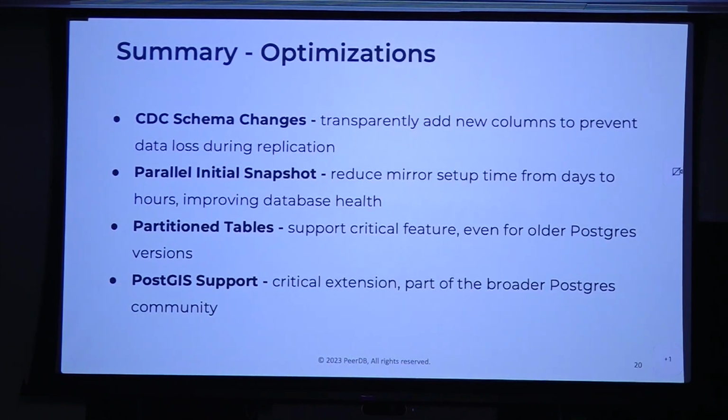So, in summary, some of our optimizations are: we have transparently added a way to add new columns to the destination tables to prevent any data loss during the replication phase. We have a parallel initial snapshot to reduce mirror setup time from days to hours, improving the database health during the snapshot process. We have support for partition tables, which is a very critical ecosystem feature, and we support it even for old Postgres versions.